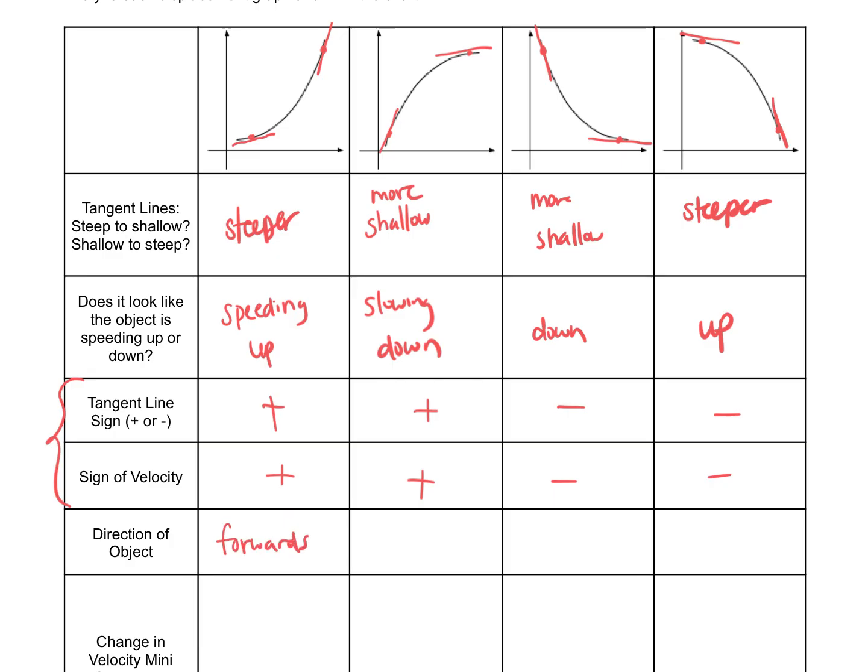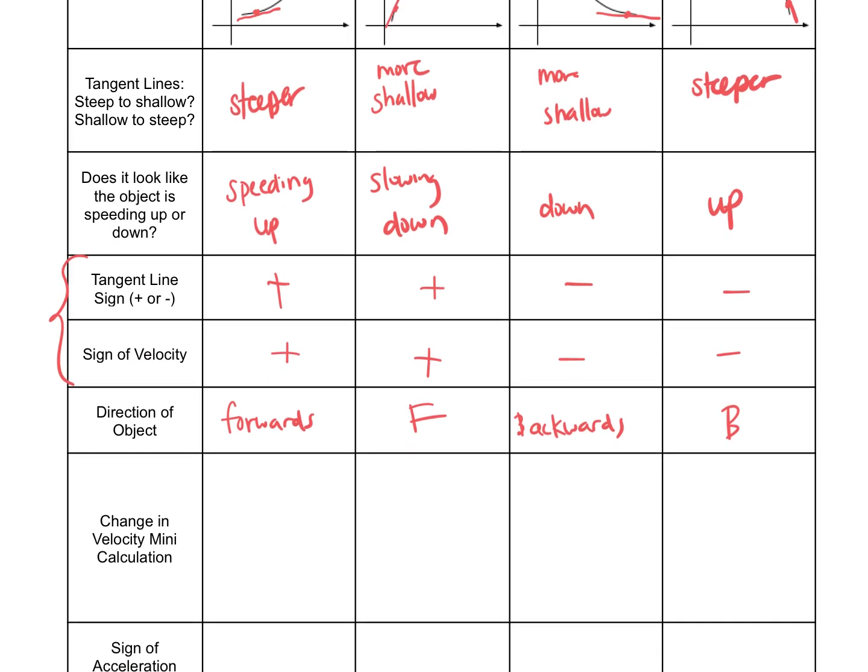Forwards for the first two, backwards for the last two, because it's coming back to the start. And then change in velocity. So if I'm talking about the change in velocity, I kind of am looking at acceleration here in preparation to determine if acceleration is positive or negative.